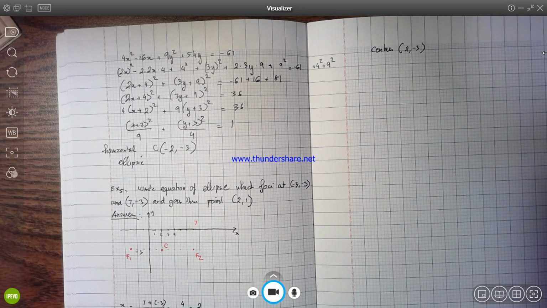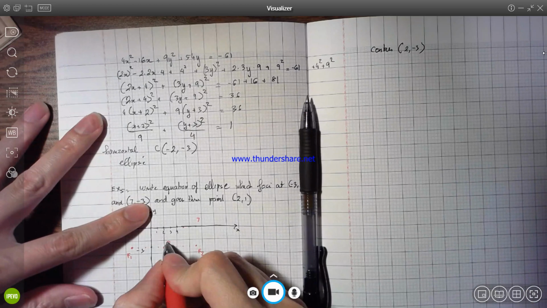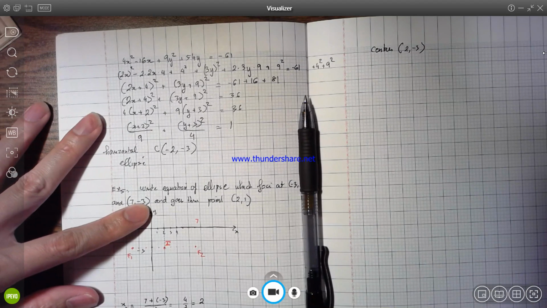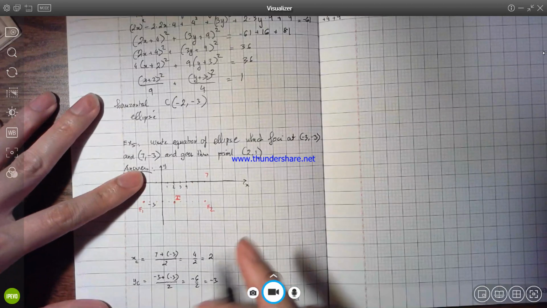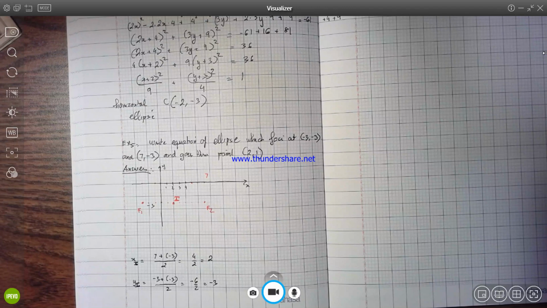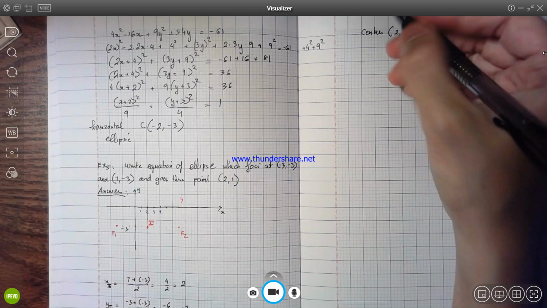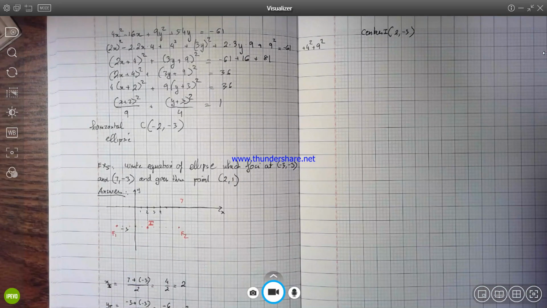Right now at this moment I already used C, so maybe next time I use I, because I don't want you to get mistaken with the C. The C is the distance between the center and the focus. So I'm gonna change it to I right now. So this is I. So center I, the coordinate will be 2, negative 3.